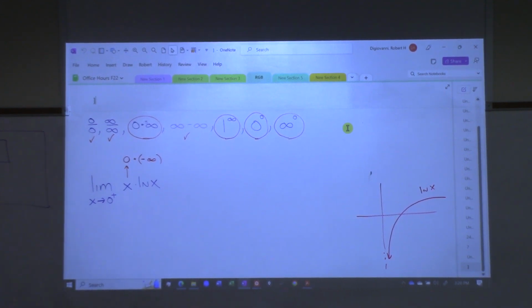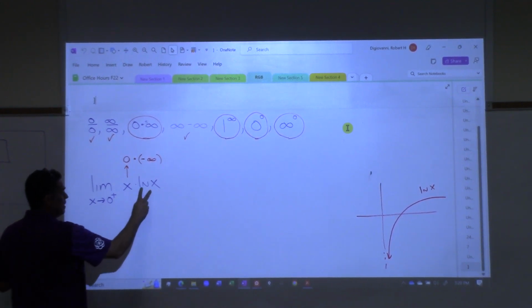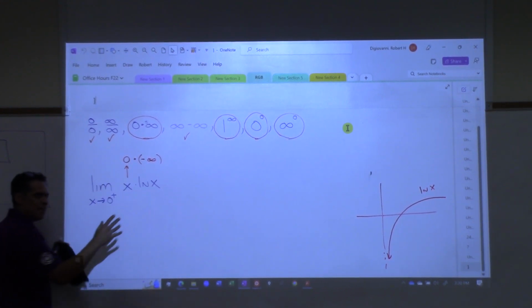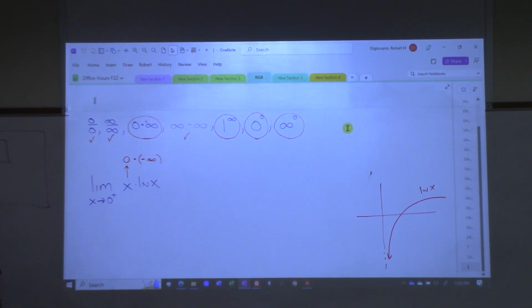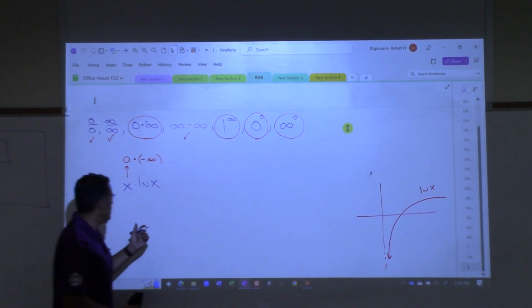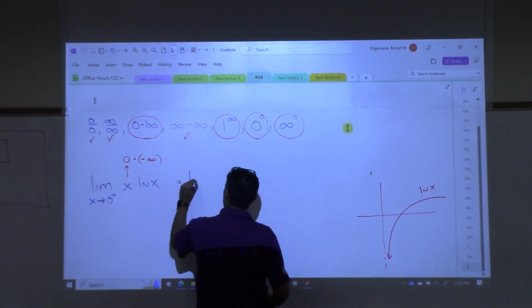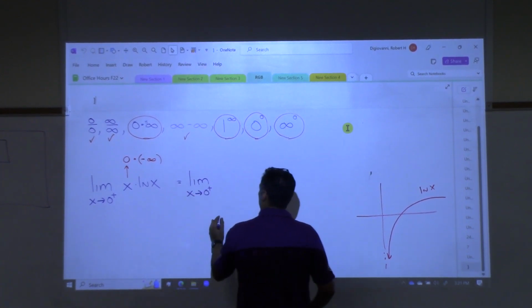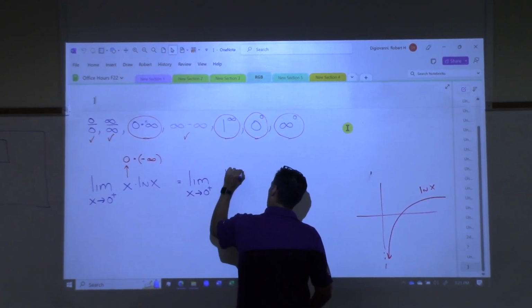Y'all ready to see? The trick on this one is that you have to have two things being multiplied to get this. What we're going to do is rewrite this, just algebraically, in a way that's going to give me one of those two forms. Watch me do it first. I'm not doing any L'Hopital. This is purely algebra. I'm going to rewrite this like this.